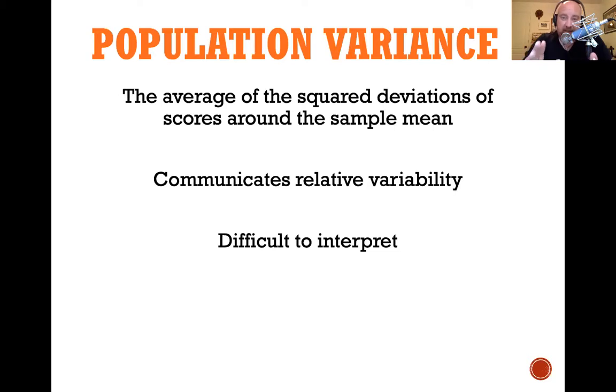So it's the average distance from the center, which is like the definition for standard deviation. However, in this case, it's the squared average distance from the center, which is a little weird, right? Because why would you want to know the squared average distance from the center? But I'll show you why, right? So it communicates a relative variability, but you have to remind yourself, oh, that's the squared distance. That's kind of weird, right? Nobody really wants a squared answer. So let me show you an example of this. I'll work this out on my whiteboard for you.